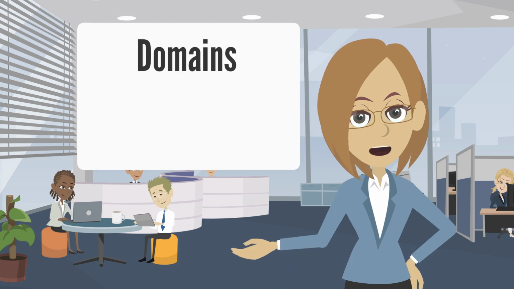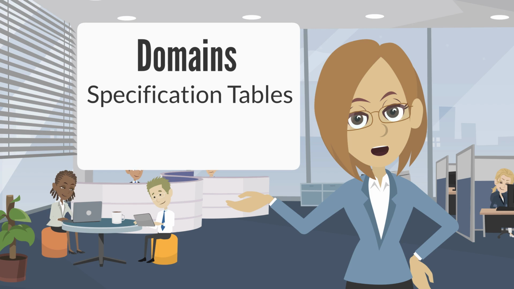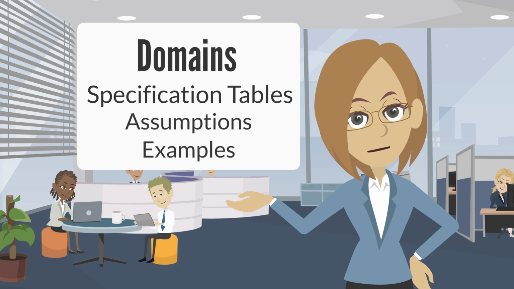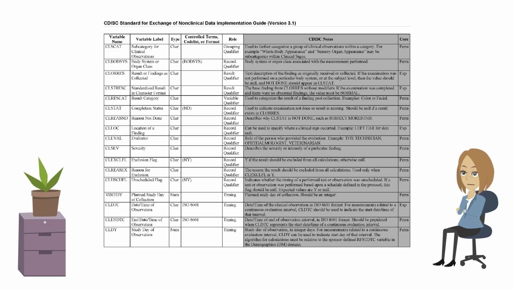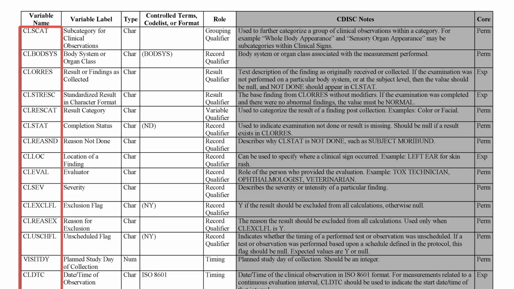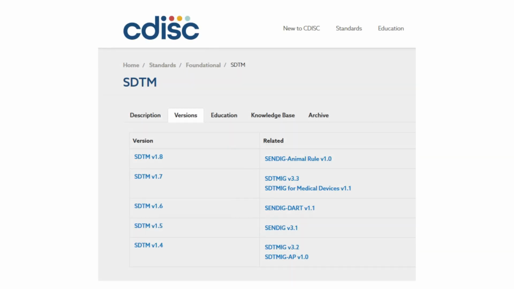Domains are made up of three components: specification tables, assumptions, and examples. Specification tables are a list of a subset of variables from the observation class to which the domain belongs. Typically, the variables shown will be the most commonly used variables for representing concepts within a domain's topic area. In other words, not all variables available for use are shown in every domain. The complete set of variables available can be found in the SDTM by observation class.